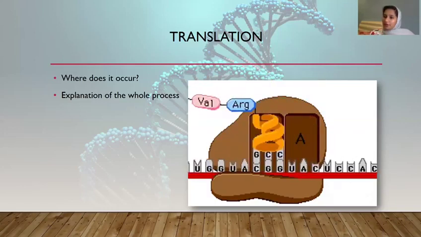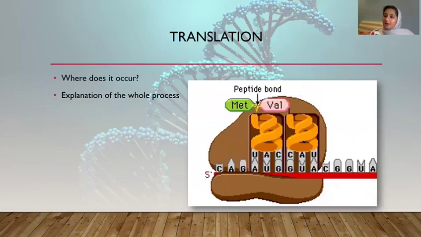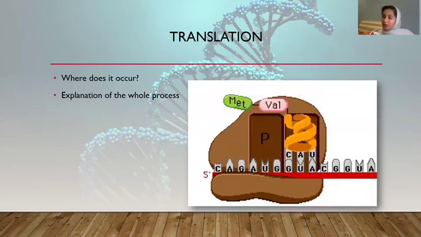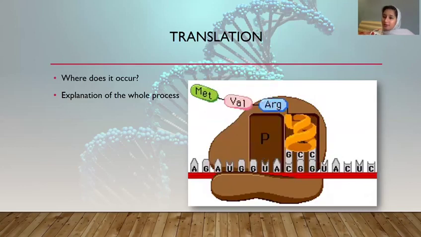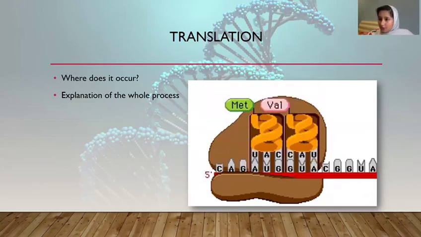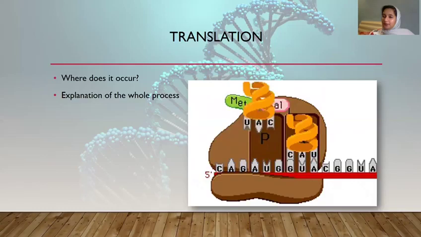Eventually, a stop codon is reached, and this takes the form of one of the three codons, UAA, UAG, or UGA. At this point, the completed polypeptide is released from the ribosome into the cytoplasm.